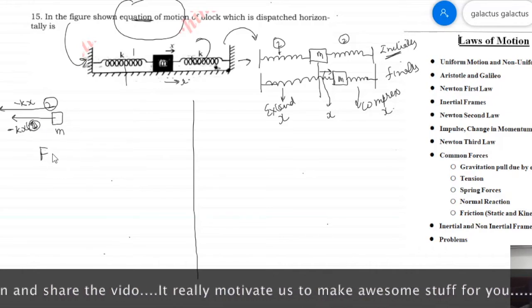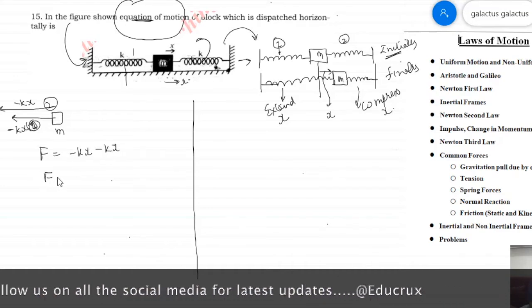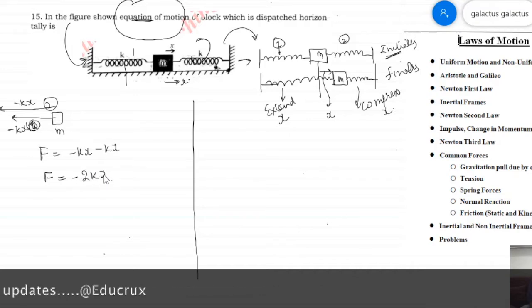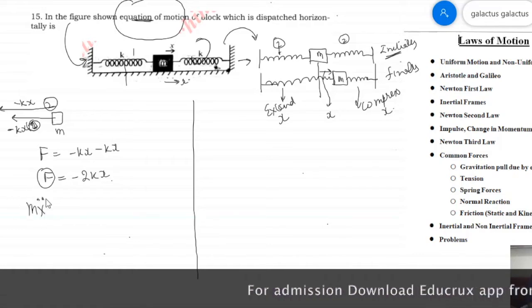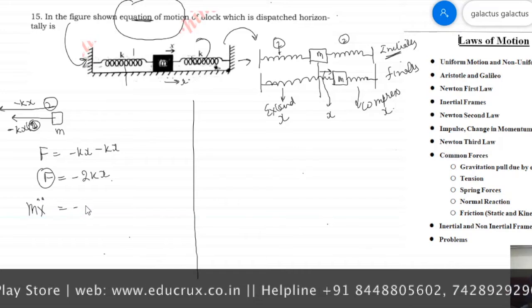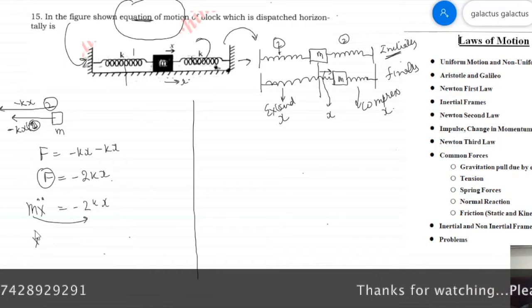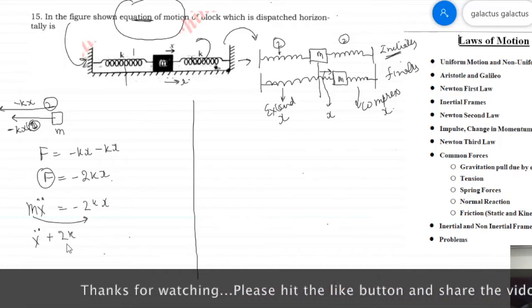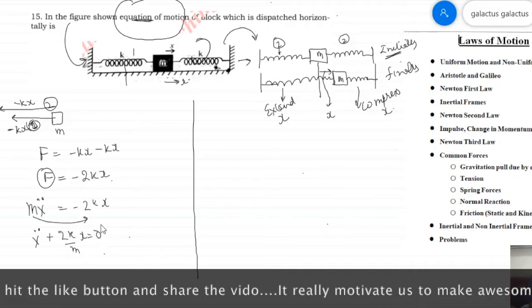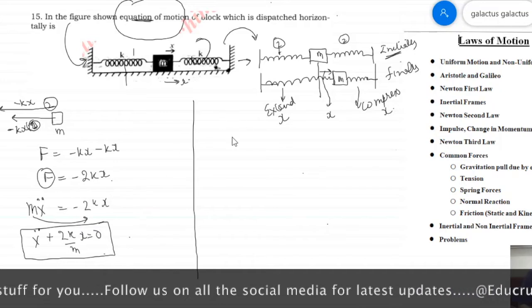So I can write F is equal to minus kx minus kx, which is F equal to minus 2kx. F is related to the acceleration of the block, so F is equal to m x double dot, and this will be equal to minus 2kx. Then I can bring the mass to this side and write x double dot plus 2k by m, x is equal to 0. This is our equation of motion if we draw the free body diagram for the system.